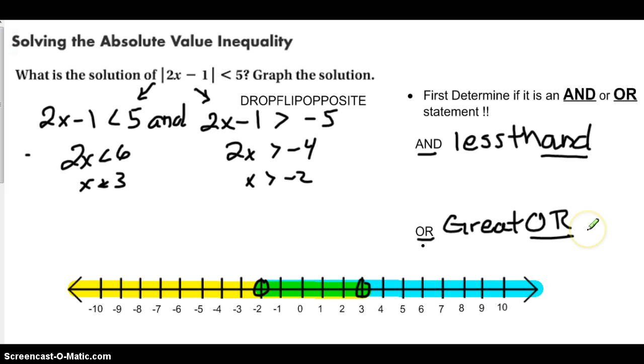And if you recall, when it's an and statement, we are looking for the overlap. And sure enough, here is our real solution right here. All the numbers non-inclusive between negative 2 and 3.